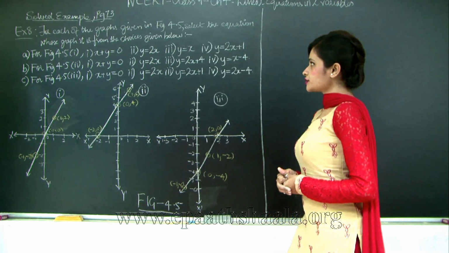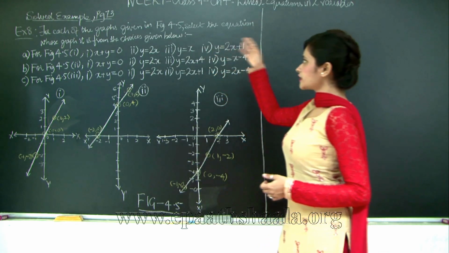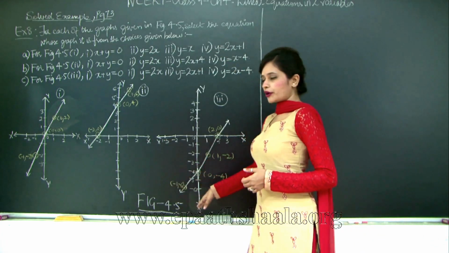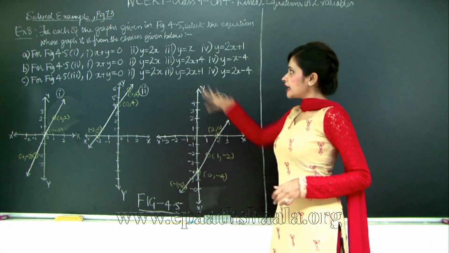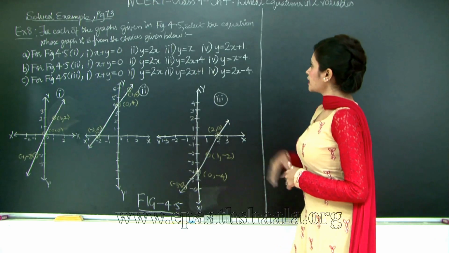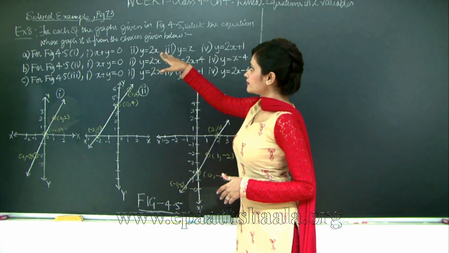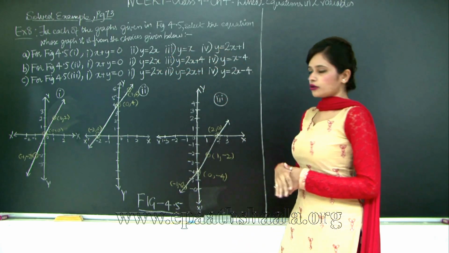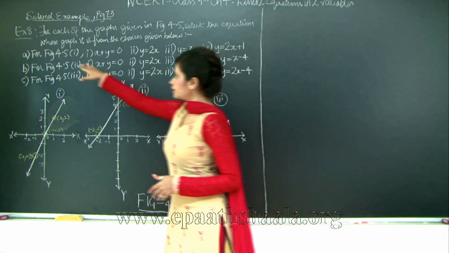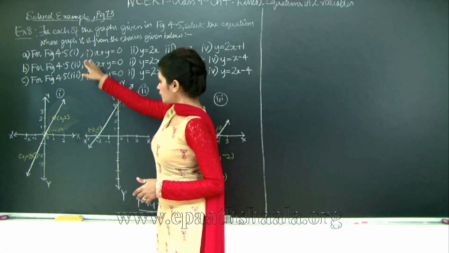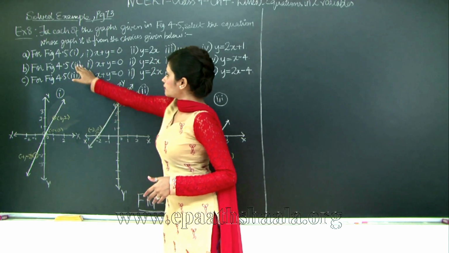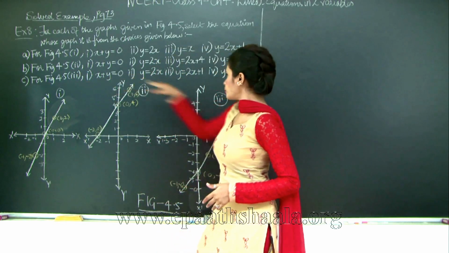Let's read out our question. For each of the graphs given in figure 4.5, so here is my figure 4.5 and here are the three graphs that the question is talking about. Select the equation whose graph it is from the choices given below. So we have different choices out here. So for figure 4.5, 1, figure 4.5, 2 and figure 4.5, 3.